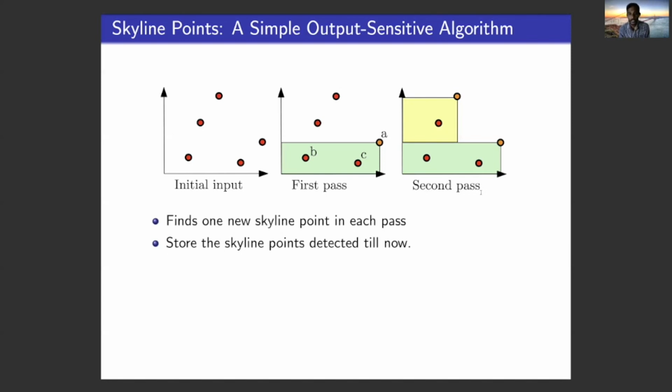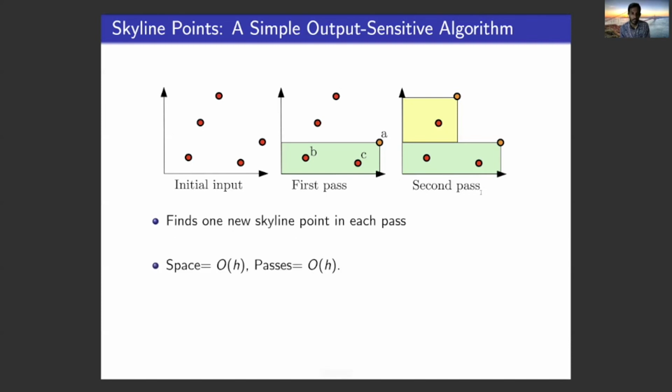So then what we do is, in the next pass, among all the points which have not been classified yet, we find the point with the maximum x coordinate value. So in the second pass, we find the second orange point. So like this, in every iteration, among all the points which have not yet been classified, we just keep finding the point with the maximum x coordinate value.